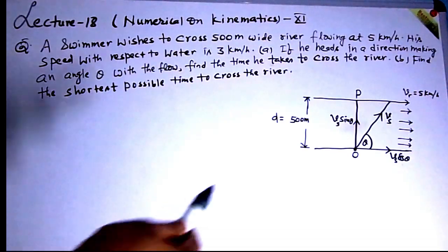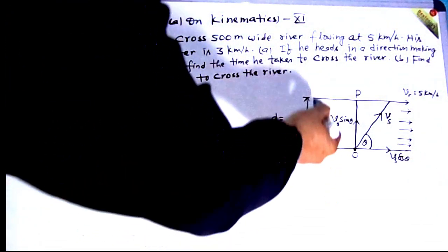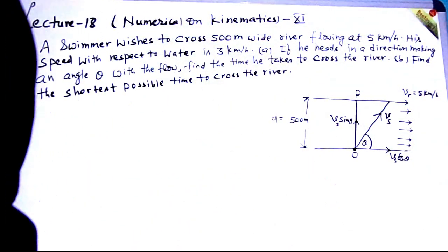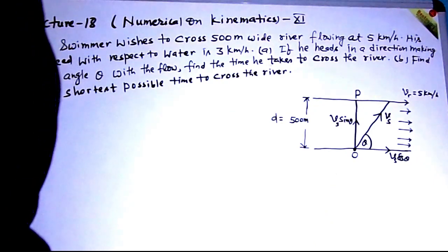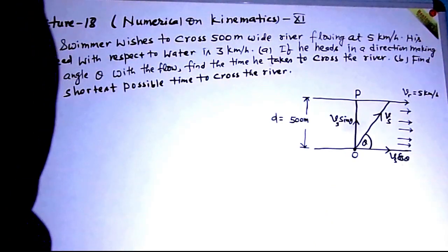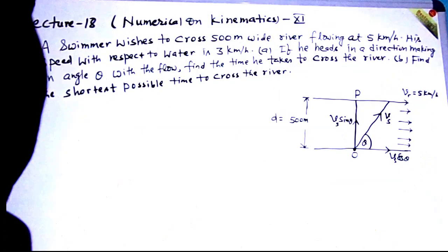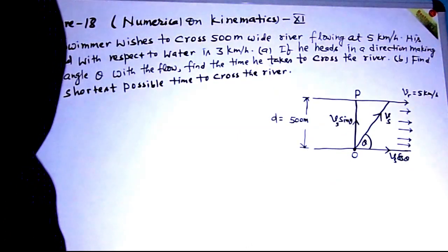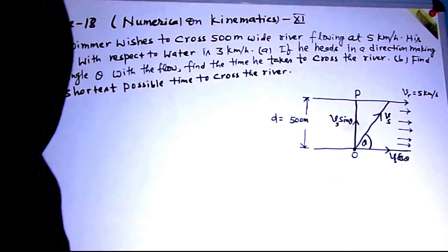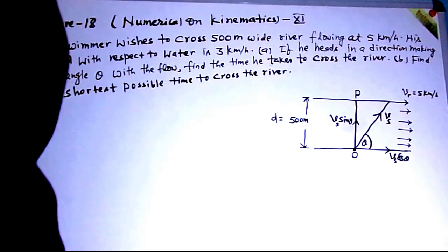Look here, this is a river. This is a river 500 meters wide, given in the question, and the river is flowing with a speed of 5 km per hour according to the question. But the swimmer's speed with respect to water is 3 km per hour, given in the question.